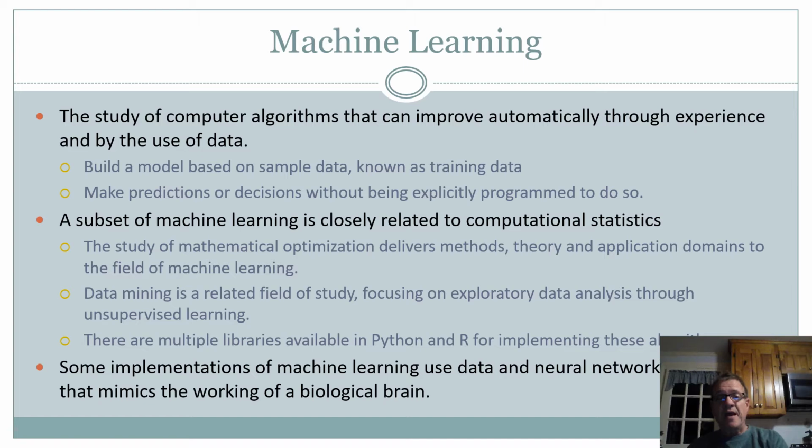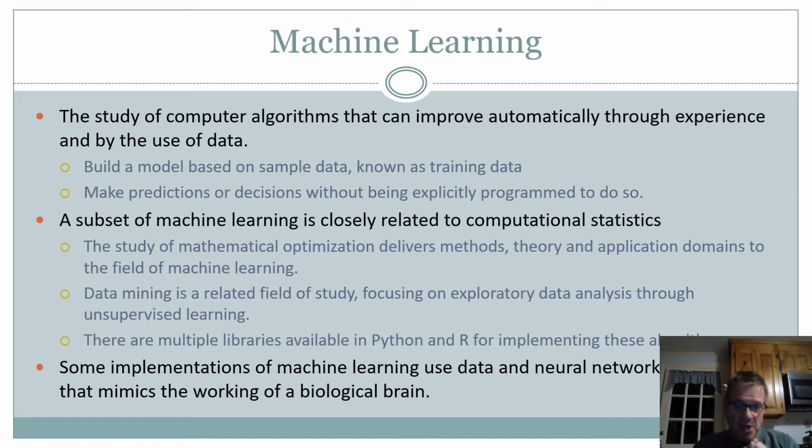It is essentially computer algorithms that can improve themselves through experience, through use of data. It is a subset of artificial intelligence and is closely related to computational statistics. So essentially what you do is you build a model based upon a set of sample data, also known as training data, because you're training the machines, and then you get the system to a point where it is making predictions or decisions, even though it's not explicitly programmed to do so.